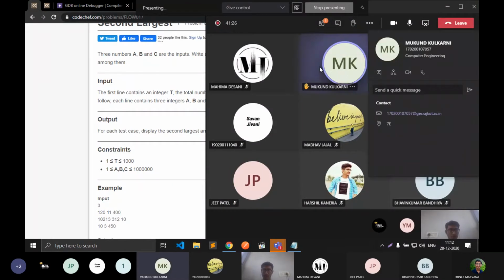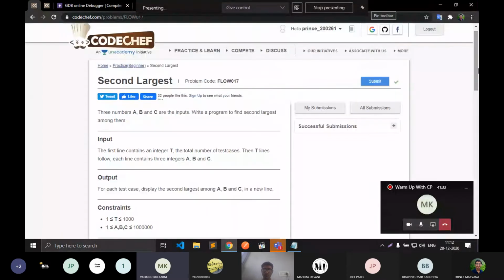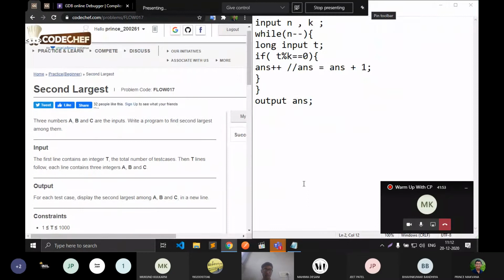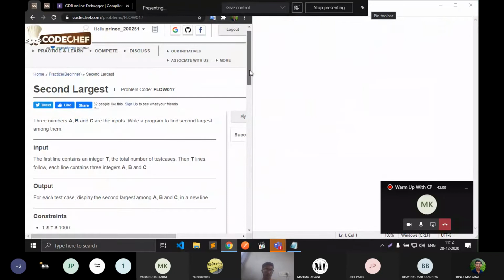We can either have a series of if else conditions where we check all the three numbers and find the second largest, or we can sort the numbers, which is not very effective, and then find the second largest using that. Yeah, it is right. Mukund is right. We can do sorting and also if else conditions. Here it is just for three numbers.